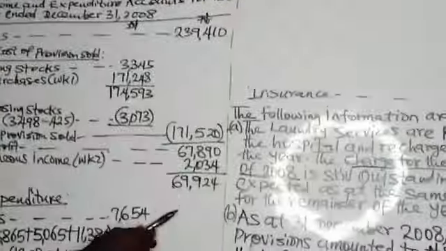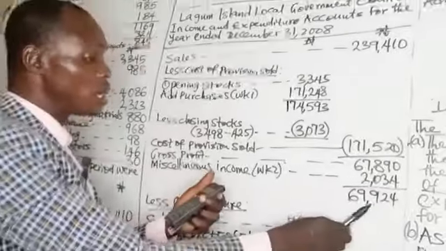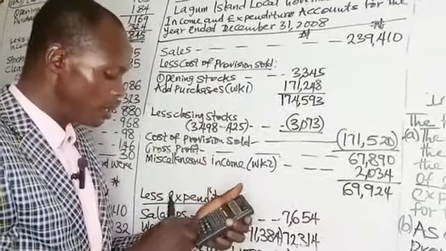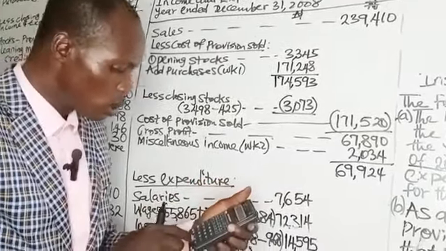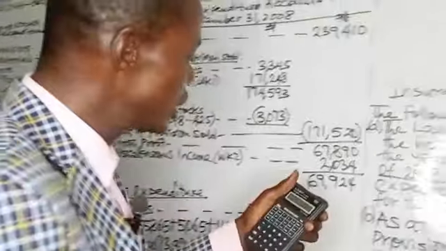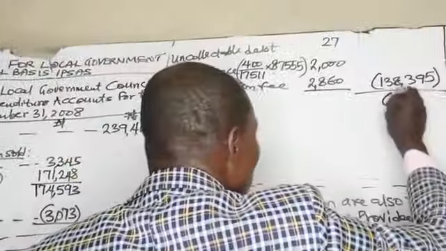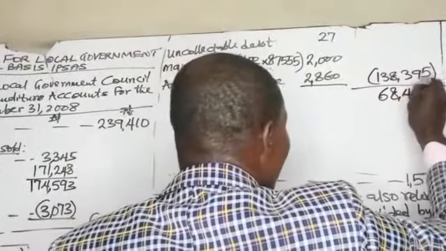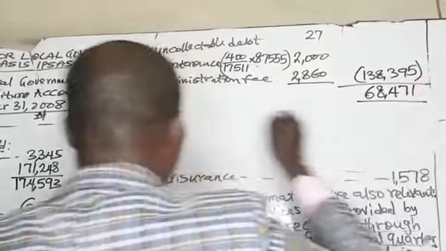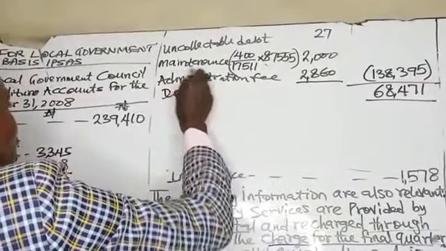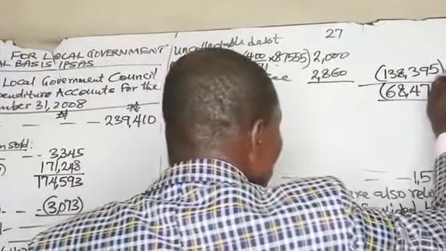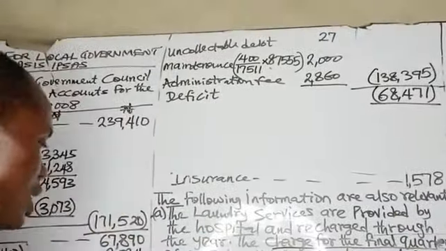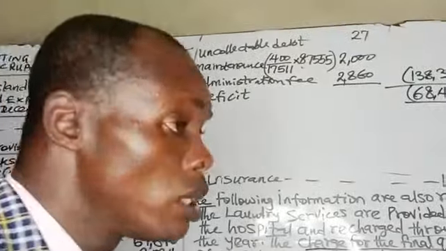How much is the total income? The total income is 69,924 minus 69,924, so we have 68,471. So we have a deficit. This deficit exceeds the limit. It exceeded the 50,000 required.